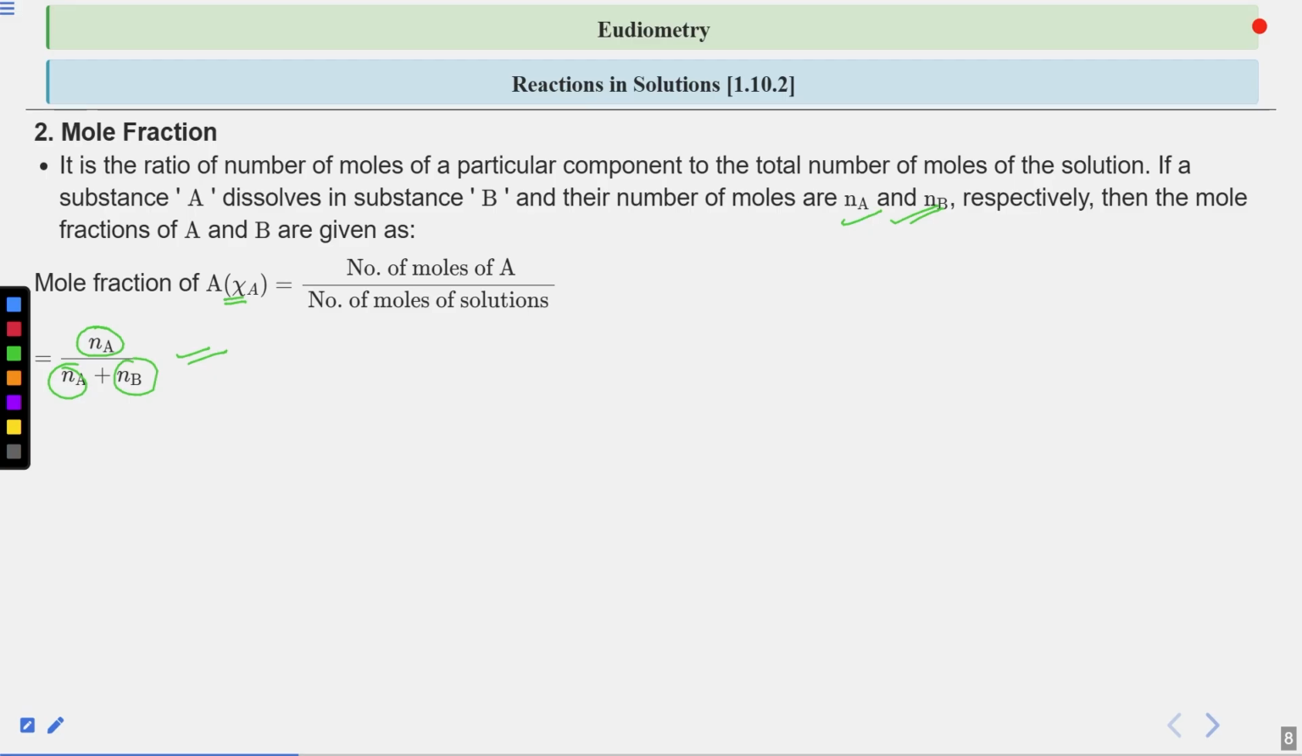Clear? So yes, coming back to the topic. This is your formula. Just try to analyze it. It's very simple.